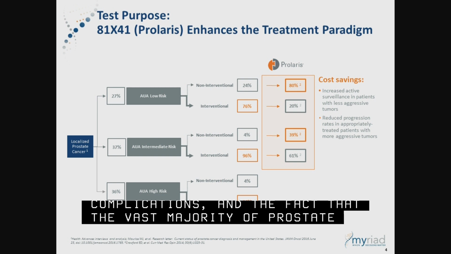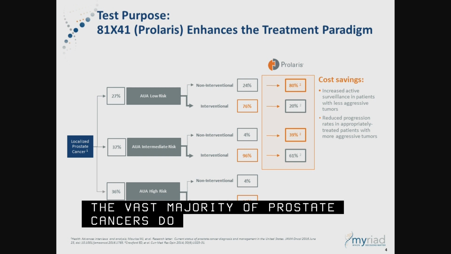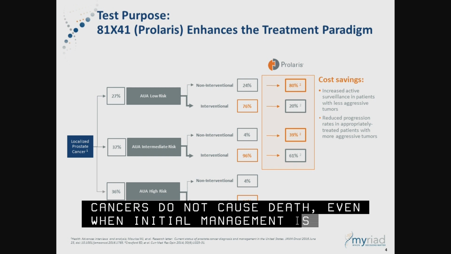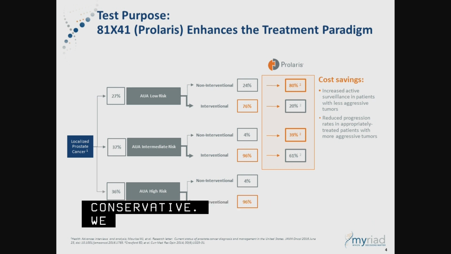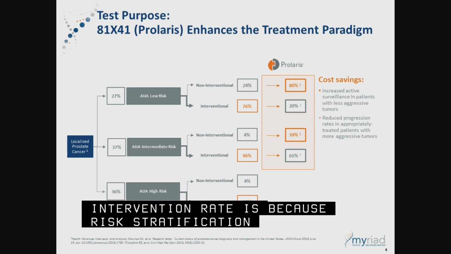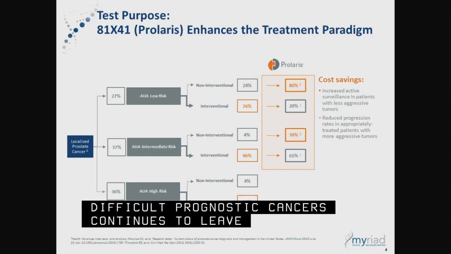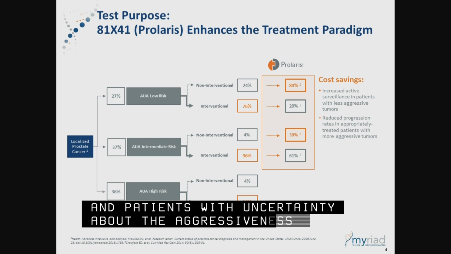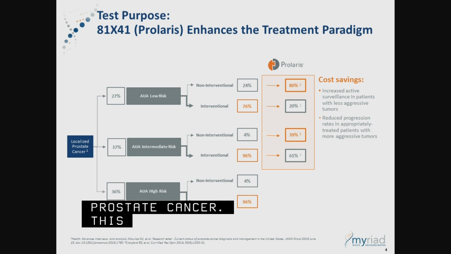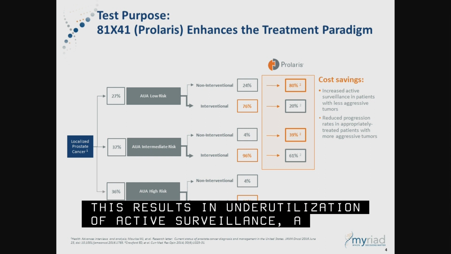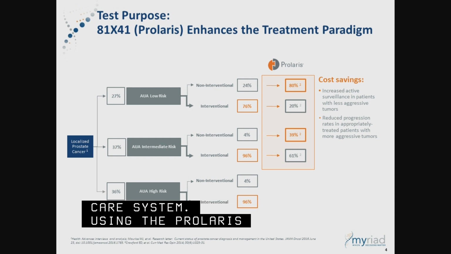We believe that this high intervention rate is because risk stratification using typical prognostic factors continues to leave physicians and patients with uncertainty about the aggressiveness of prostate cancer. In turn, this results in underutilization of active surveillance and increased costs to the healthcare system. Using the Polaris test, however, enhances the existing treatment paradigm and leads to cost savings.